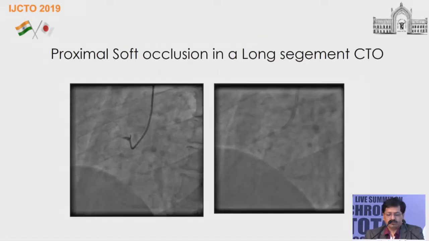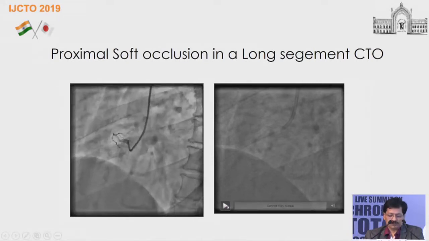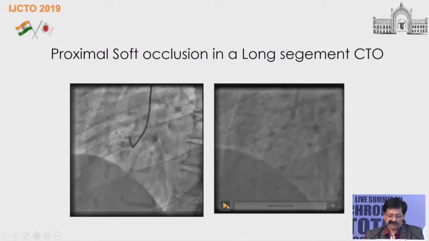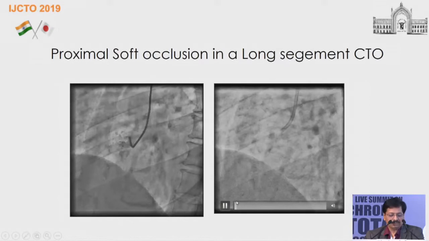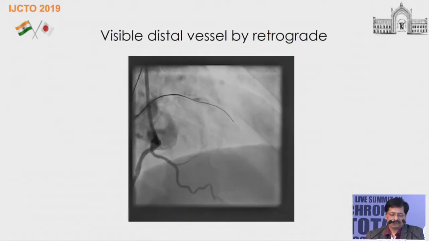Now sometimes, can you play it? The proximal long occlusion in this case, but what we opened had diffuse disease with multiple tandem lesions. We thought it was a very long segment occlusion, difficult to open, but the proximal segment is a very soft occlusion. That's why you could open the vessel. So it may be a long segment, but the softer plaque, if it is crossed the CTO.